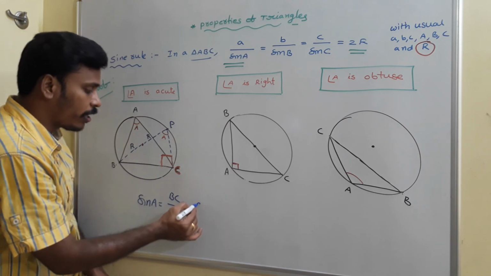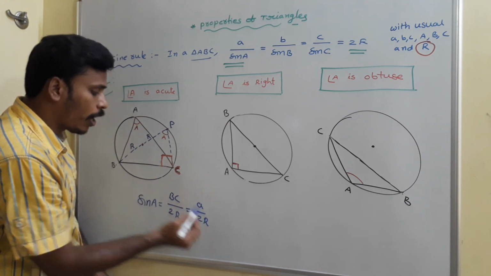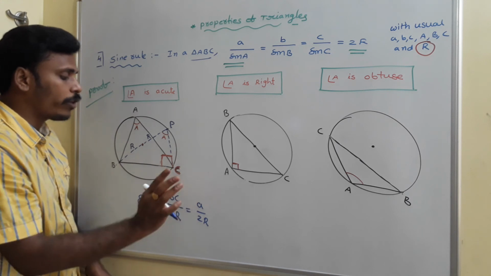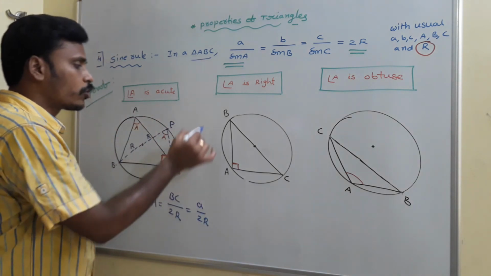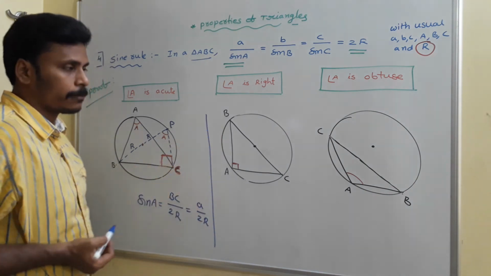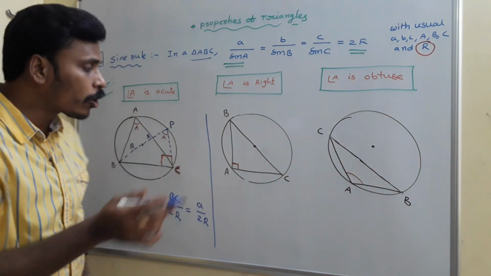We say it as small a. So, small a by 2R. So sin A is equal to a by 2R. If you rearrange it, you will get a by sin A is equal to 2R. So this is the situation in the first case. Okay. Then coming to the second case.